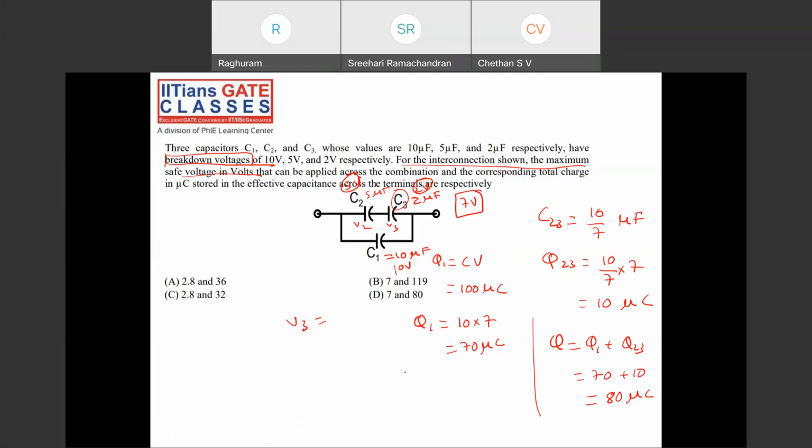And what is the total charge, and effective capacitance? I think only the maximum voltage and this charge are asked in this question. The maximum safe voltage in volts that can be applied, and the charge, correct. So this is C, and the voltage that can be applied is 7.